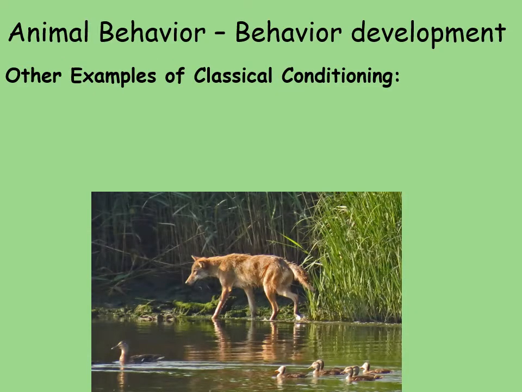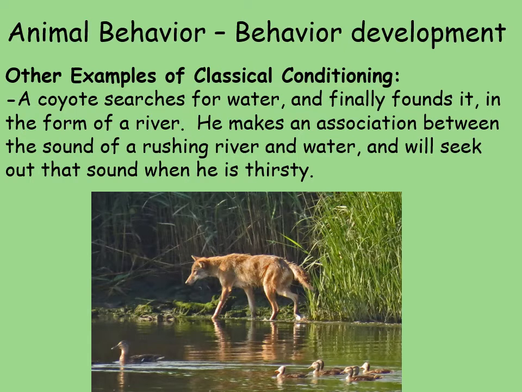Here are some other examples of classical conditioning, just to give you more context of how classical conditioning would happen with wild animals. So a coyote searching for water finally found it in the form of a river. This is a young coyote. He hasn't had that much experience. So now he hears the sound of the rushing river and drinks the water, and so he's connecting the two. He's saying, aha, if I hear this rushing sound, that means that there's water. So he'll seek out that sound when he's thirsty.